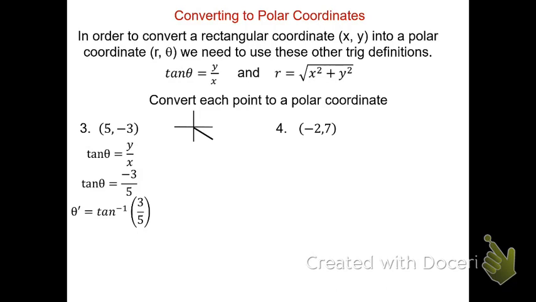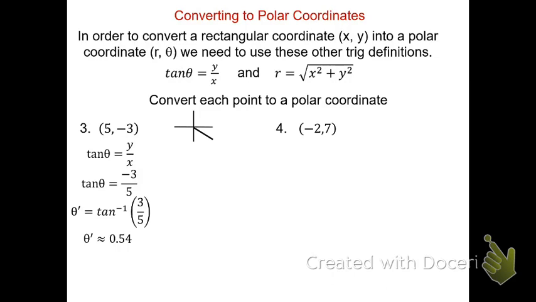When I use my calculator, it's not going to give me the angle in quadrant 4. It's going to give me my reference angle. So the inverse tangent of positive 3/5 is the reference angle, which means that's 0.54. Now 0.54 cannot be in quadrant 4. Quadrant 4, you're more than 3 pi over 2, but less than 2 pi, and that's not going to be 0.54. 0.54 would be in quadrant 1.